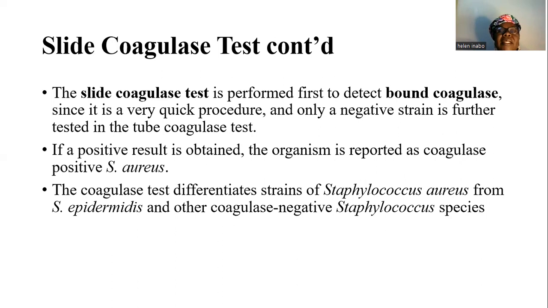The slide coagulase test is a very quick procedure and is performed first to detect the bound coagulase, and only a negative strain of Staphylococcus aureus is further tested in the tube coagulase test. If a positive result is obtained, the organism is reported as coagulase positive Staphylococcus aureus. The coagulase test differentiates strains of Staphylococcus aureus from coagulase negative Staphylococcus species such as Staphylococcus epidermidis.